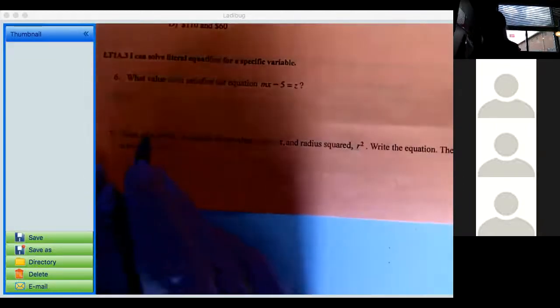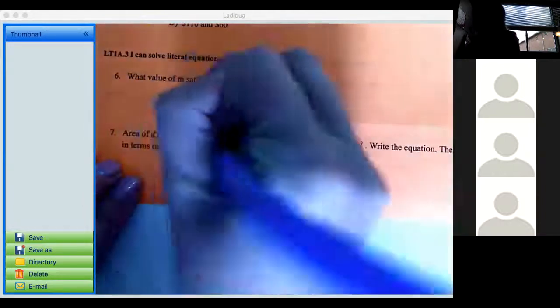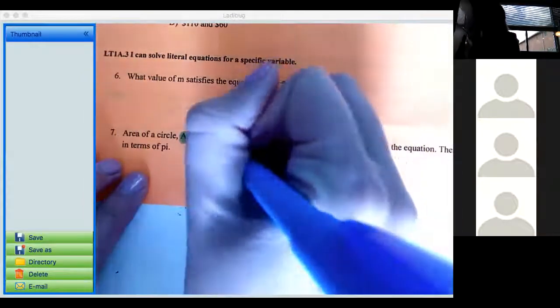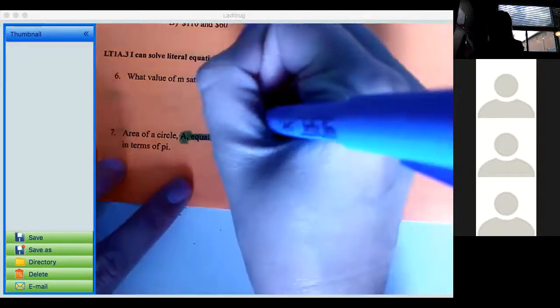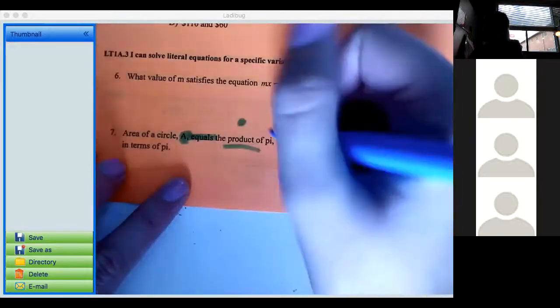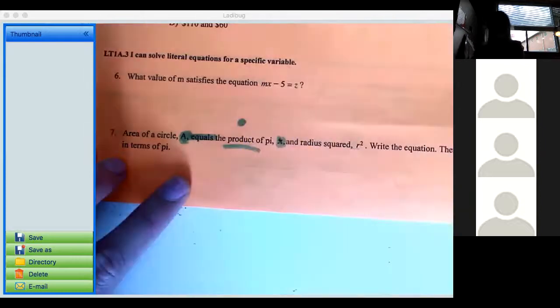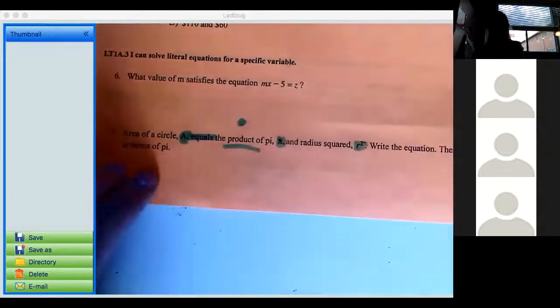All right, so let's look at 7, and then I'll let y'all check my 5 and 6. 7's just tricky because of the way it's worded. So let me get my highlighter. Area A equals, what does this word product mean? Multiply. Product means multiply. And it tells you to multiply pi, which is that symbol, and radius squared, which is this symbol.